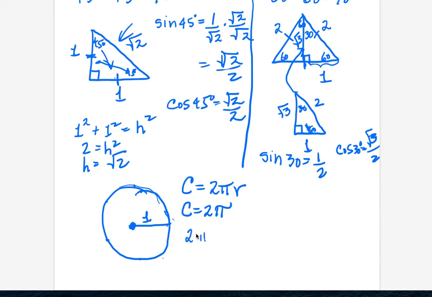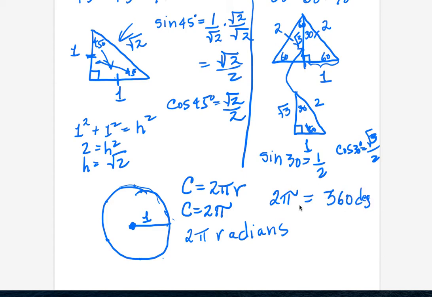So 2 pi radians. And keep in mind your calculator will measure circles in radians as well as in degrees. So make sure that if you're working with radians, you have the right mode on. But 2 pi radians in a unit circle, what is that equal to? Well, 2 pi is going to equal 360 degrees.